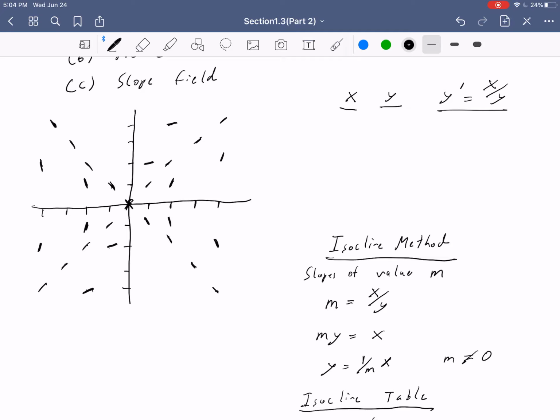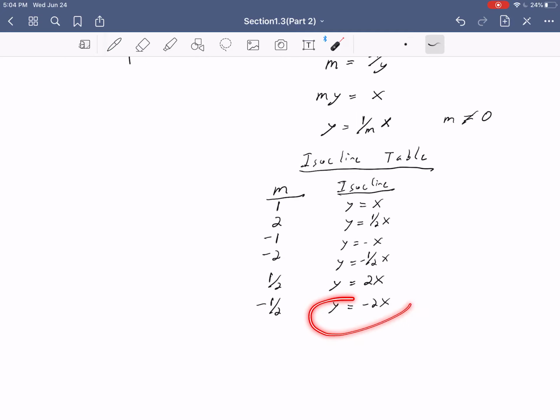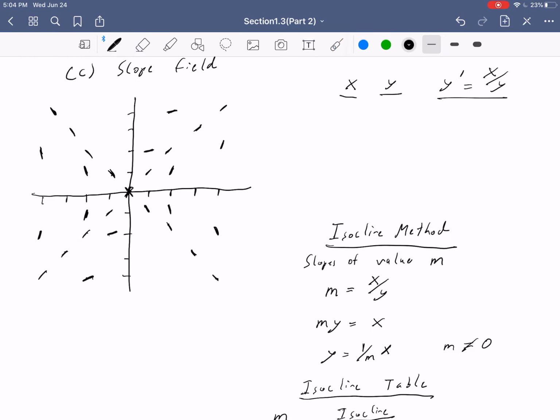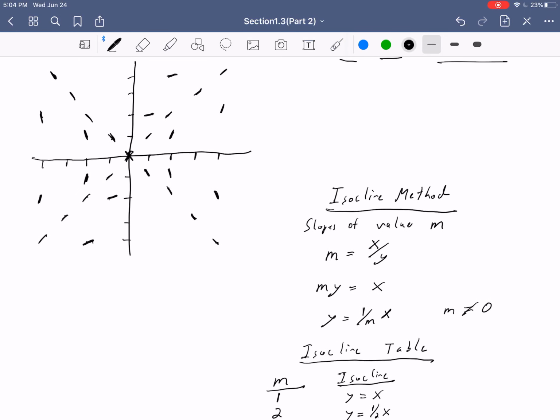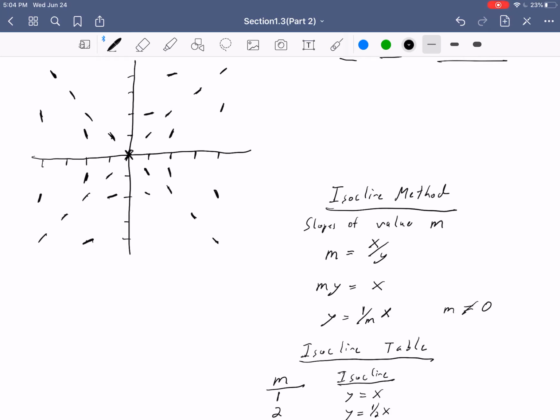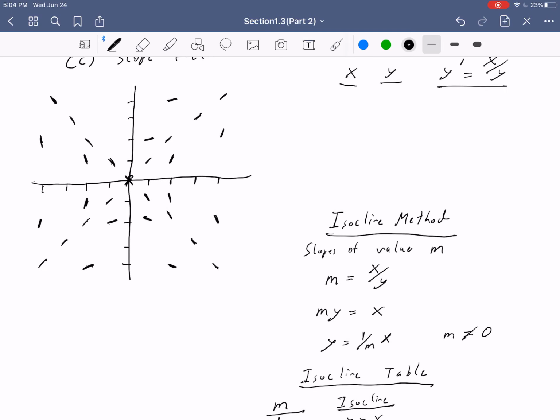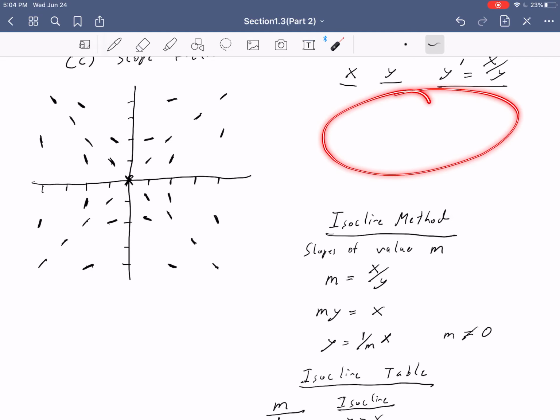Okay. And then we can do the same here. Anything along y equals -2x should have a slope of -1/2. So that would give us things like here. It's going to be a shallow downward slope there. Sort of a shallow downward slope there. And then a shallow downward slope there at (-2, 4). All right. If you want additional stuff, you can try to plug in some values.